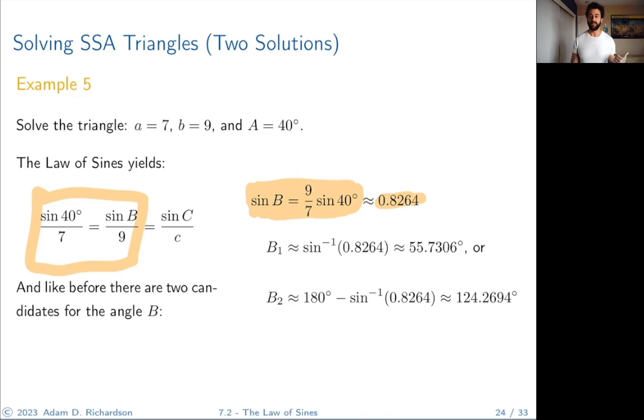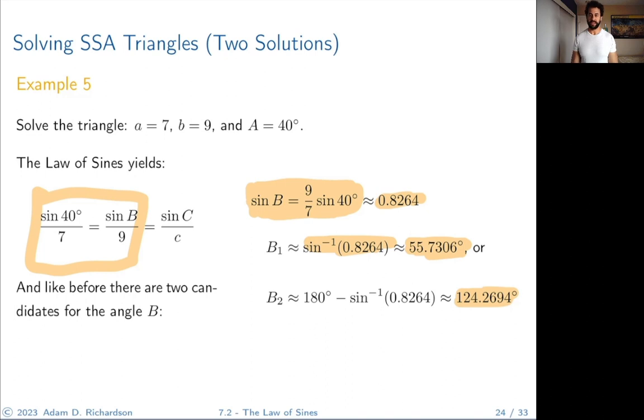So now we're going to use the sine inverse function on our calculator and get the two possible candidates for angle B. So evaluating this by calculator gives this approximation, 55.7306 degrees. And then if I do 180 minus that value, I'll get 124.2694 degrees.